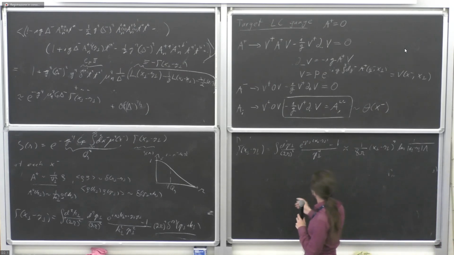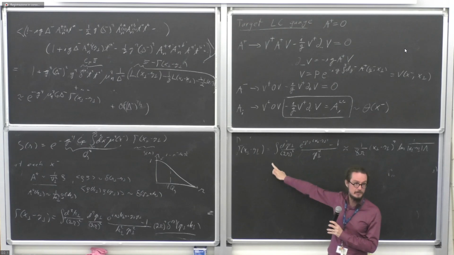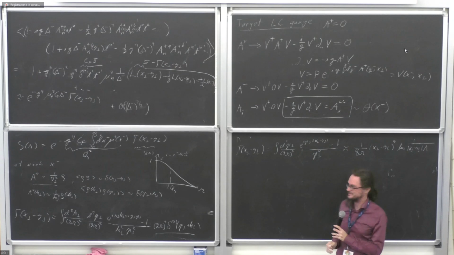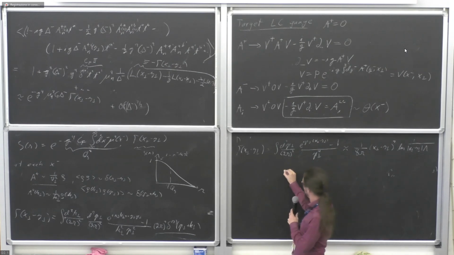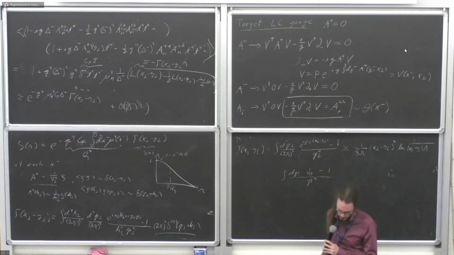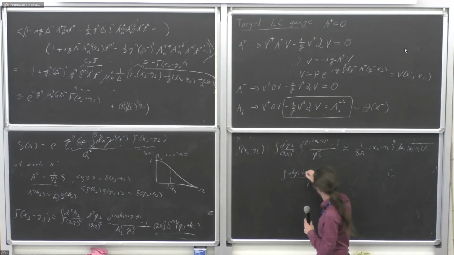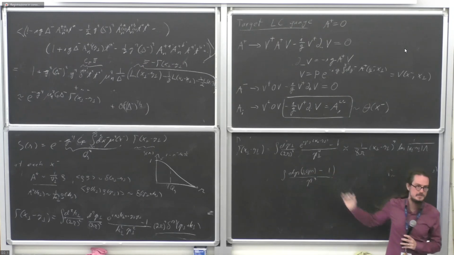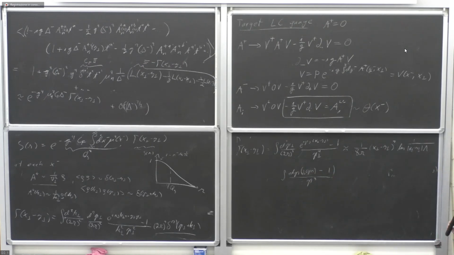So okay, let me do the angular integral here. Basically, after the angular integral, you get something over p cubed, and there's a J0 of pr. Like this, and from this you can see it's logarithmically divergent.